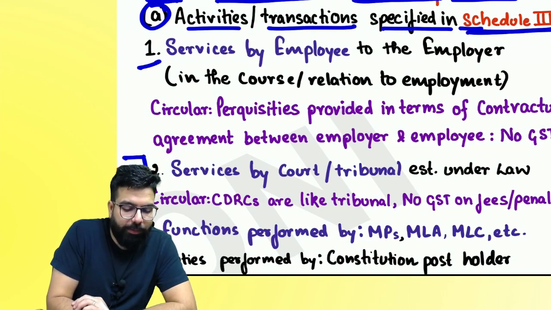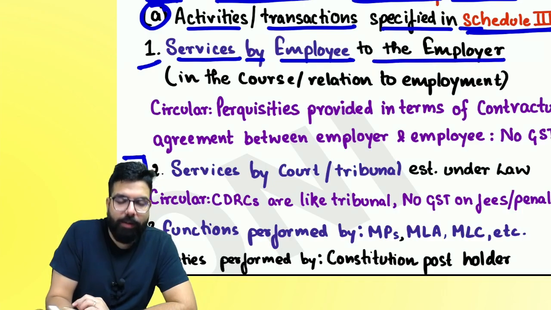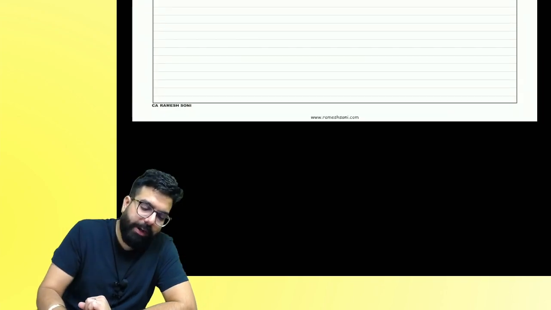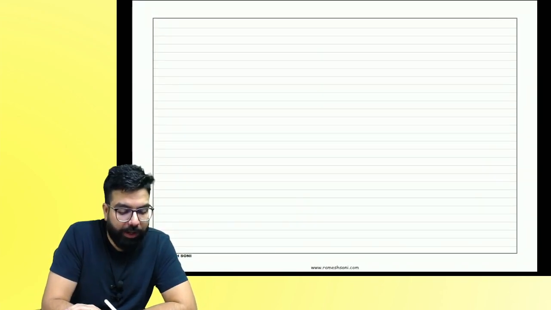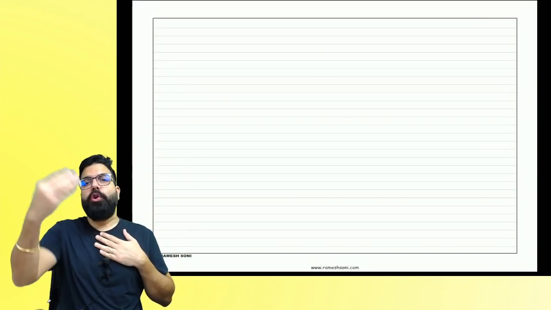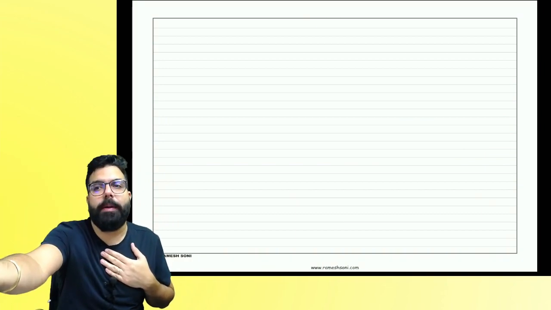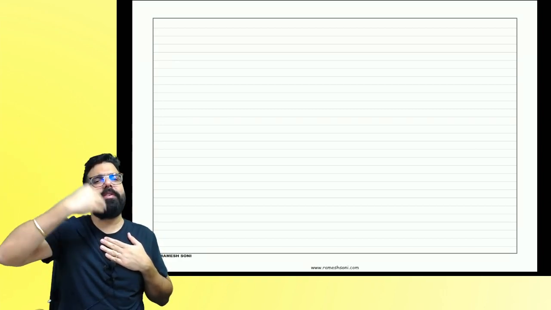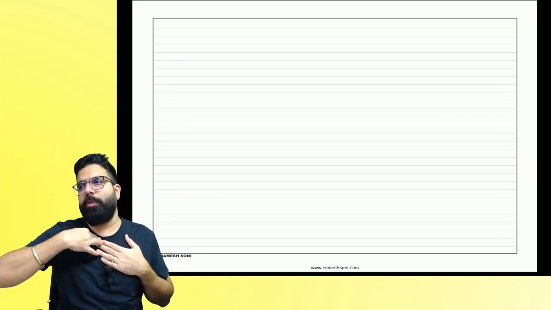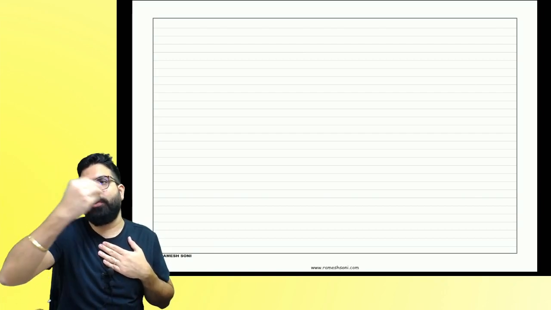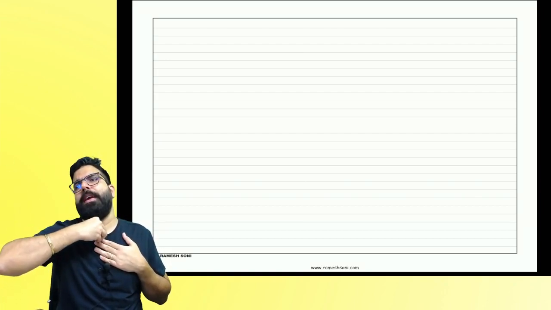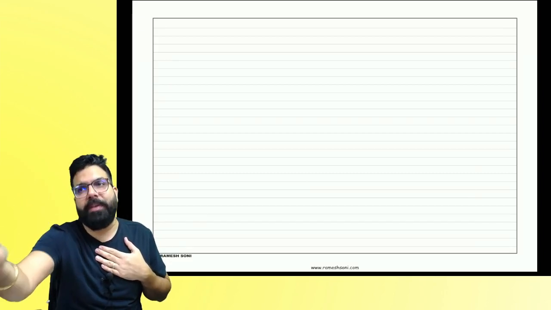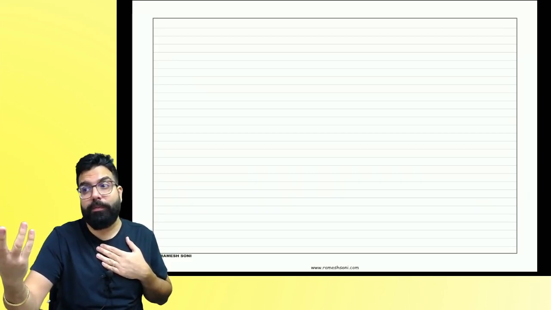Number one is services by an employee to the employer in the course of or in relation to employment. Everyone, tell me one thing. For example, I am an employer, you are an employee. Does the employee give services to the employer? Yes or no, everyone? Is he doing an activity? Is he doing it for a consideration? Is he trying to earn money? So it means he's doing that. That is his business, to work for me.